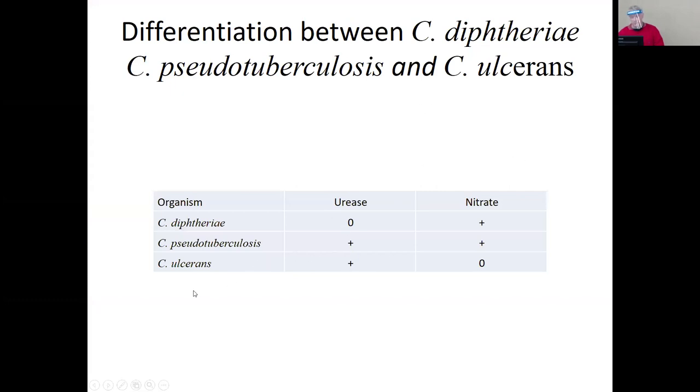Here's some biochemical tests. We have diphtheriae, nitrate positive. Pseudotuberculosis is urease and nitrate, and ulcerans is urease with no nitrate. So you would have nitrate being positive for two of the species, and urease, again, pseudotuberculosis has both, and ulcerans has one.